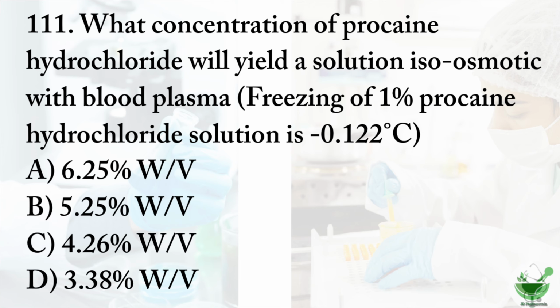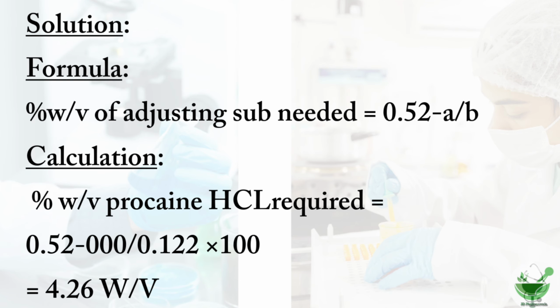The solution: the formula is percentage weight per volume of adjusting substance needed equals 0.52 minus A divided by B, into 100. When we apply these values, the value A is not given, B is given. So 0.52 minus 0 divided by 0.122 into 100. That gives the correct option, option C, 4.26% weight per volume.